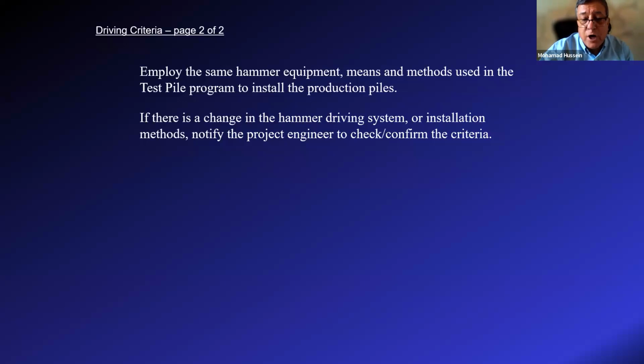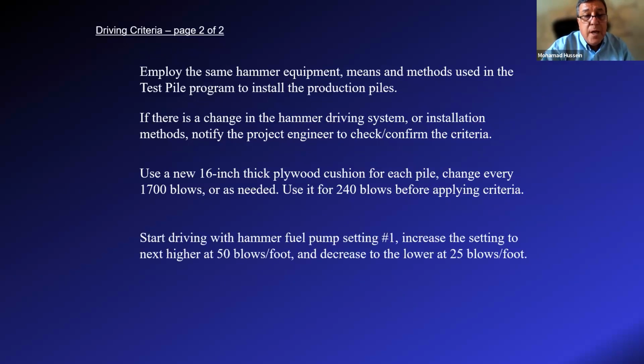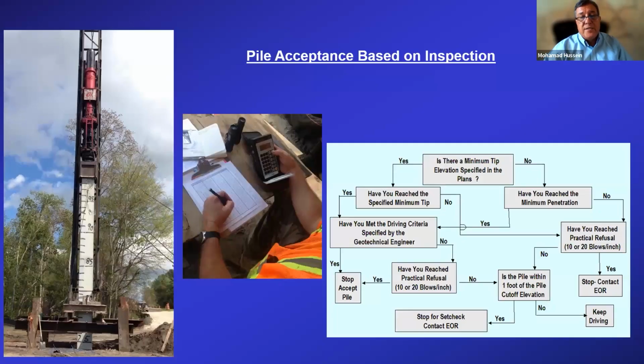There will be other instructions in the pile driving criteria, including the thickness of the plywood cushion, for example, and how often it should be replaced and how it should be used. Other instructions may cover the performance of the hammer. It should start with a lower setting and then increase as the blow count and the resistance increase. There will also be information on driving the pile to a certain depth or stopping the pile at a certain depth.